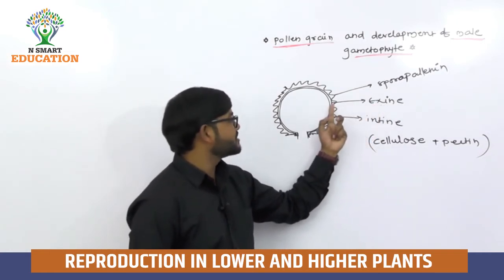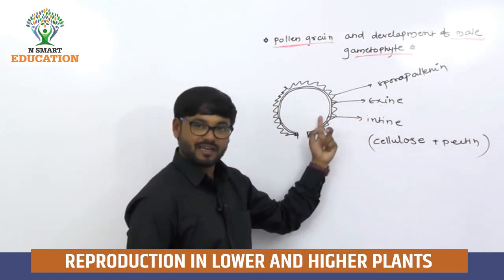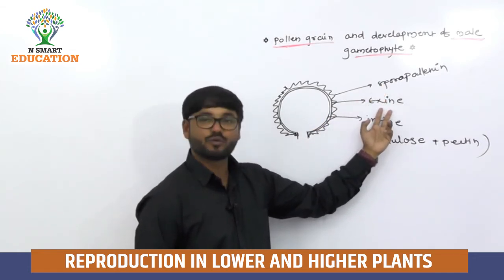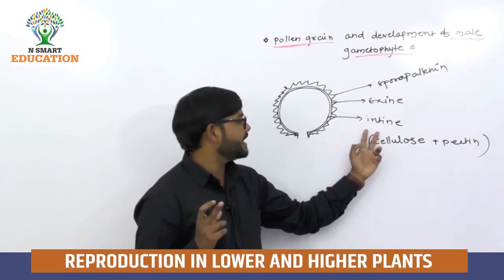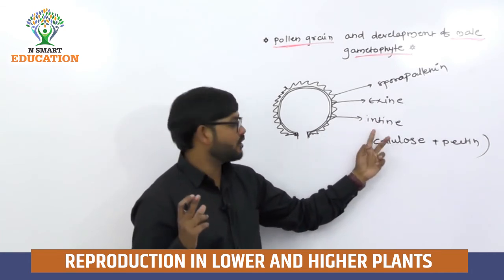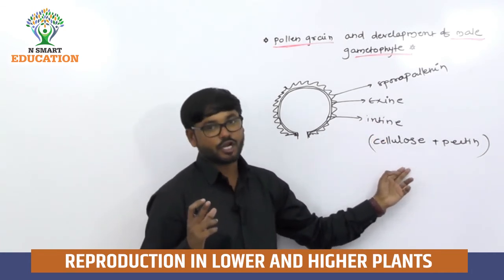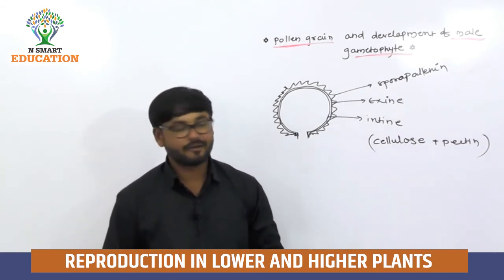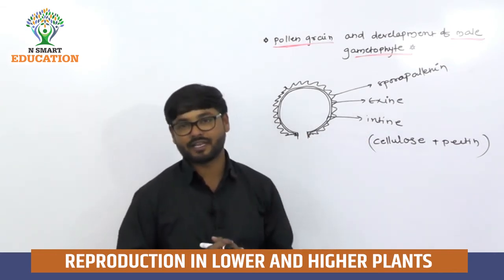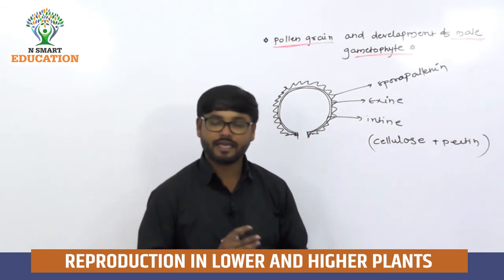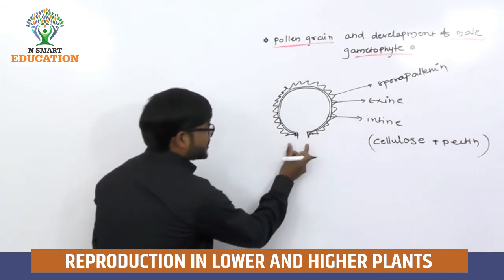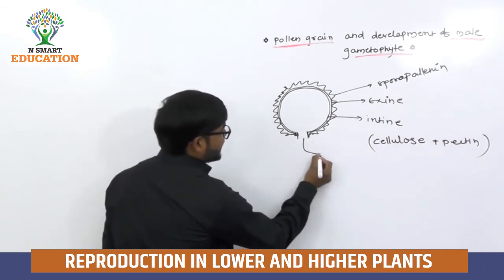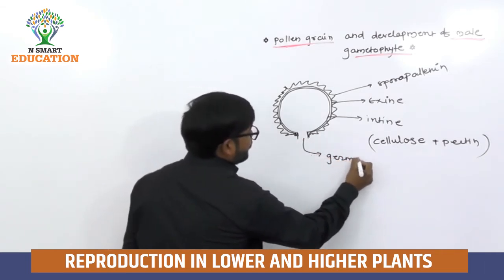Exine it is the outermost layer, entine it is the innermost layer. Okay, but exine it is made up of that is a sporopollenin, it is very important, and entine it is made up of cellulose plus pectin. Total entire pollen grain is made up of sporopollenin and cellulose plus pectin. It is all about very important. Here this portion, that means particularly this part, it is called as the germ pore.